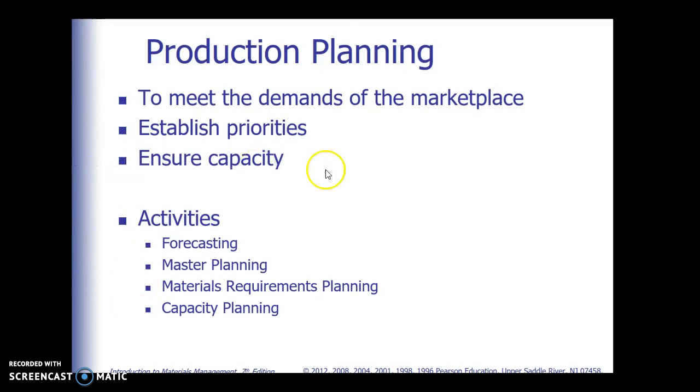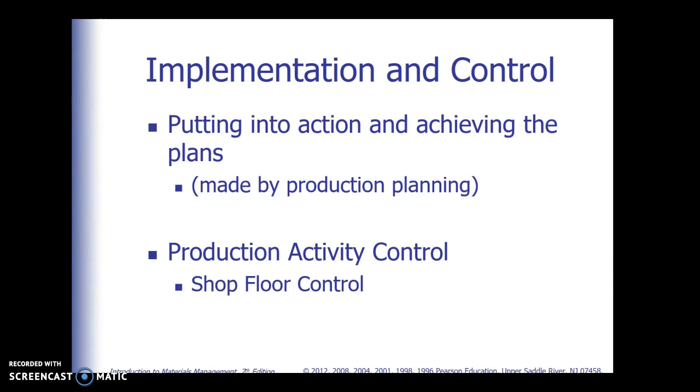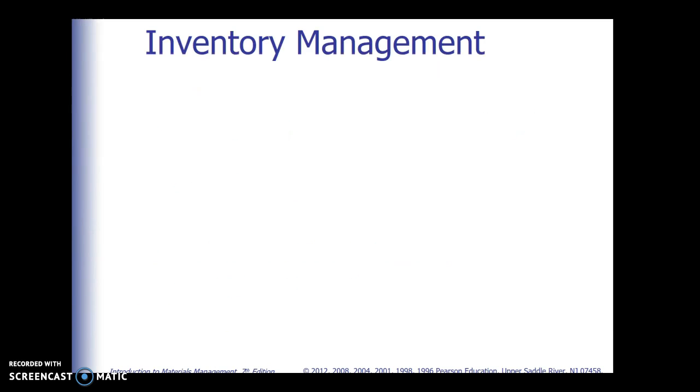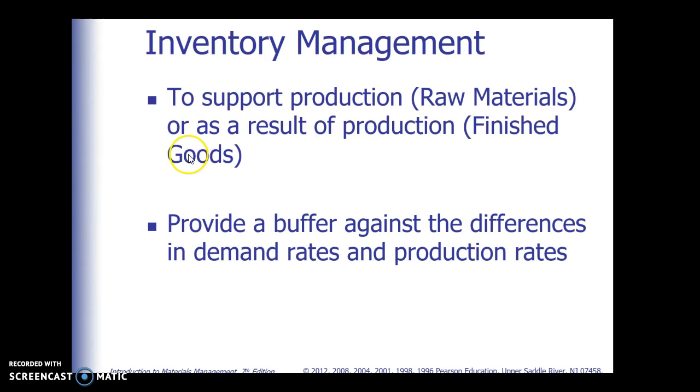I want you to look at what is all involved in production planning and the activities thereof. You've got your forecasting, your master planning, your materials requirement planning or MRP, and capacity planning. In implementation and control, you're going to put into action those plans that you made. Also, it's called shop floor control. And then we've got purchasing. Inventory management supports production of raw materials or the result of production of finished goods. And it provides a buffer against the differences in demand rates and production rates.